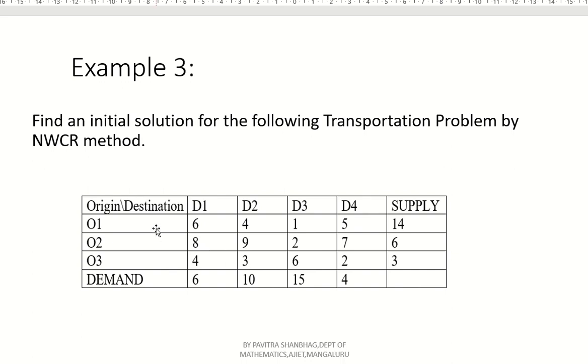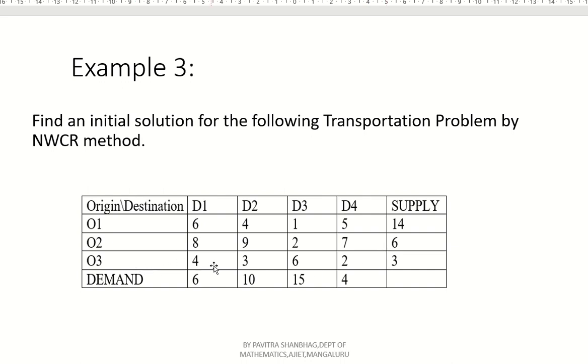From origin 1 to destination 1, 6 is given; origin 1 to destination 2, 4 units; destination 3, 1 unit; destination 4, 5 units. Origin 2 to destination 1, 8 units; destination 2, 9 units; destination 3, 2 units; destination 4, 7 units. And the total supply from origin 2 is 6.